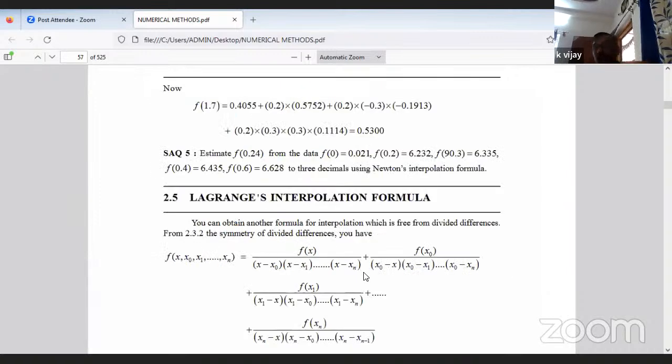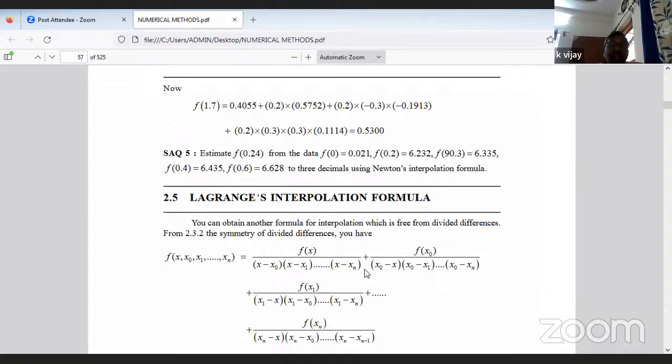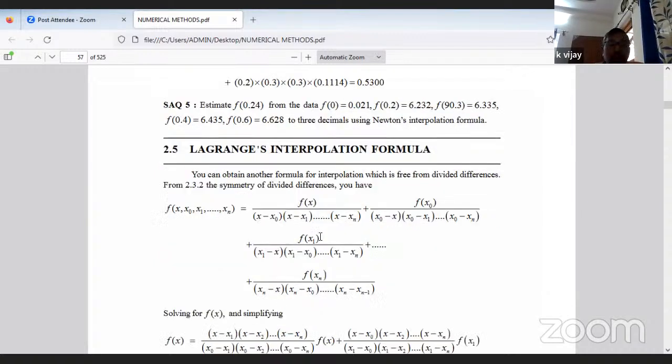So, Lagrange's interpolation. What is Lagrange's interpolation? Another formula for interpolation. Differences, symmetry. F of x0, x1, x2, x3, and so on up to xn. What is the first term I am taking here? X minus x0, x minus x1, and so on, x minus xn I am taking here.